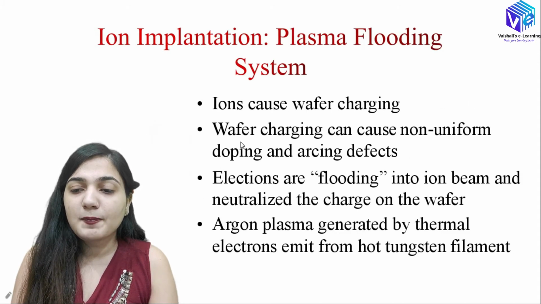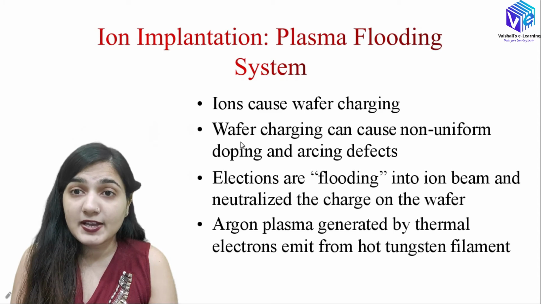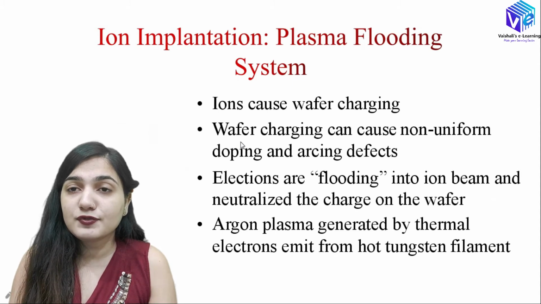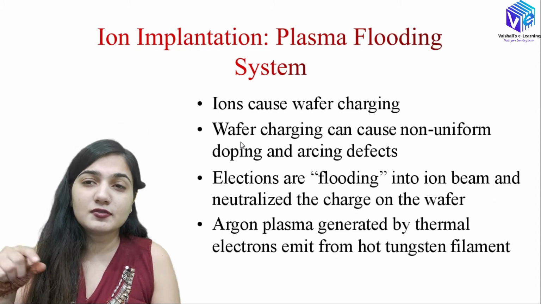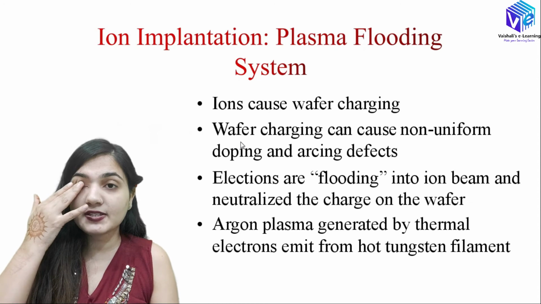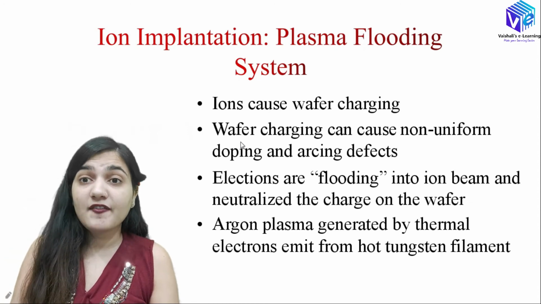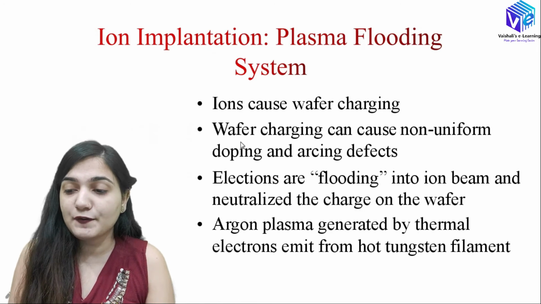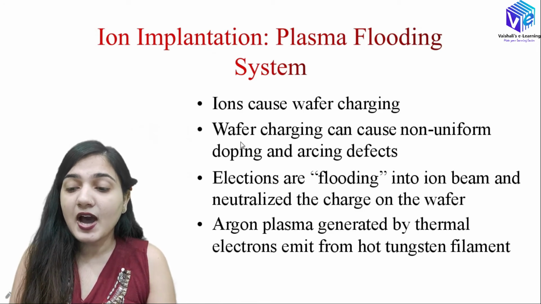So now coming to the plasma flooding system. Why do we use the plasma flooding system? Ions can cause wafer charging. If I am using B plus ions, the B plus ions will charge the wafer into a positively charged wafer. That I don't want. Wafer charging can cause non-uniform doping, as well as arcing defects.